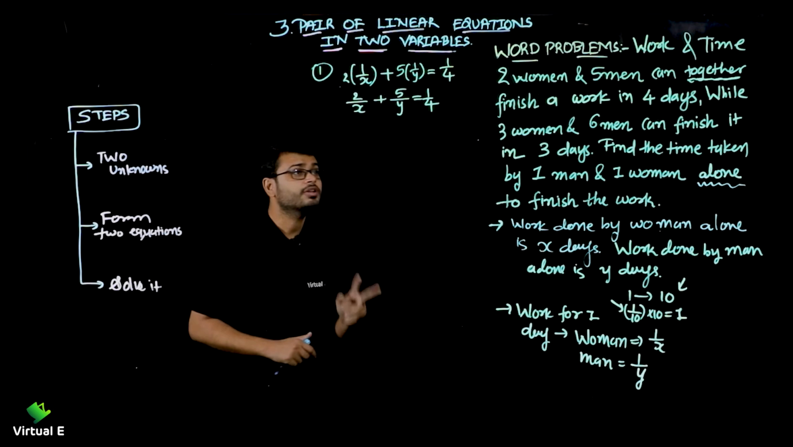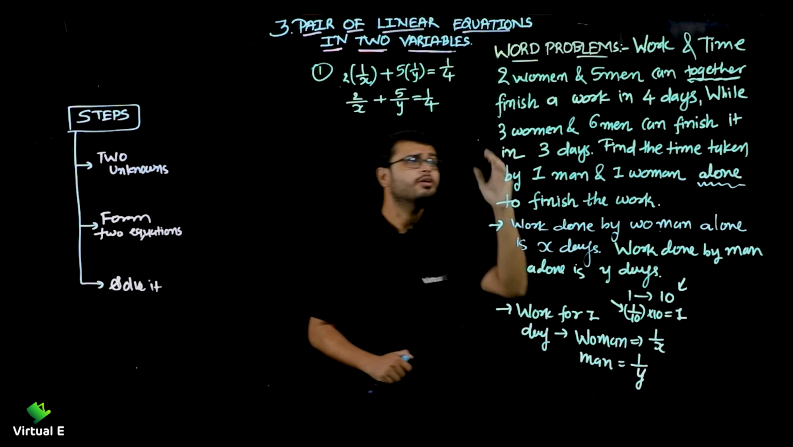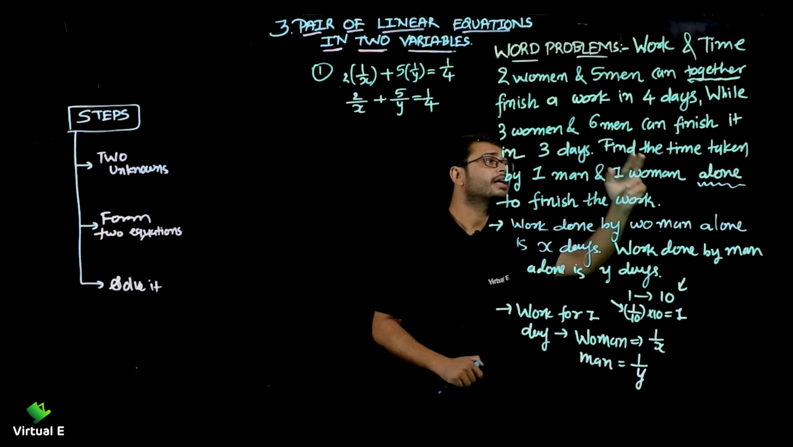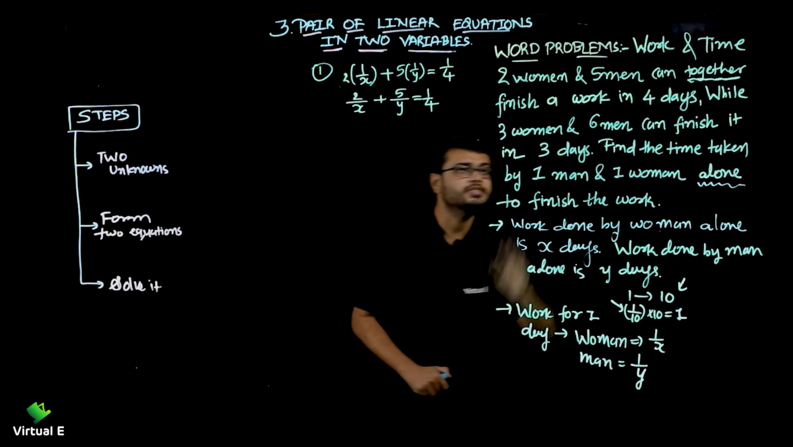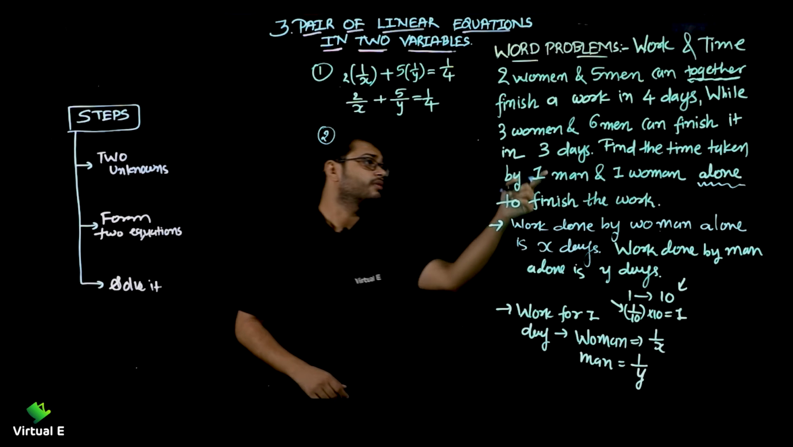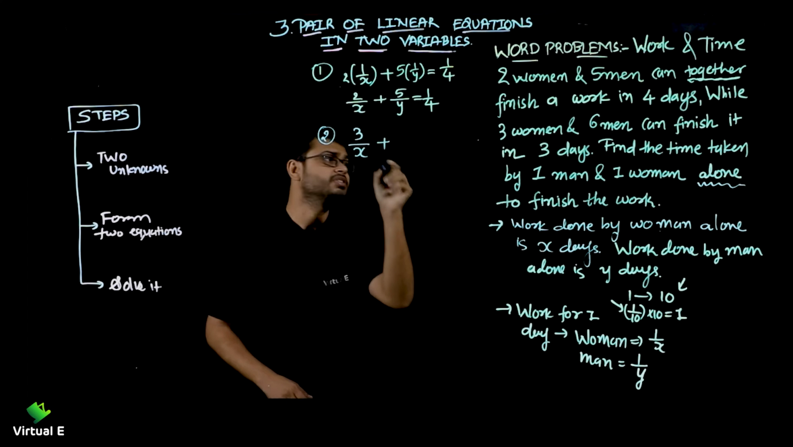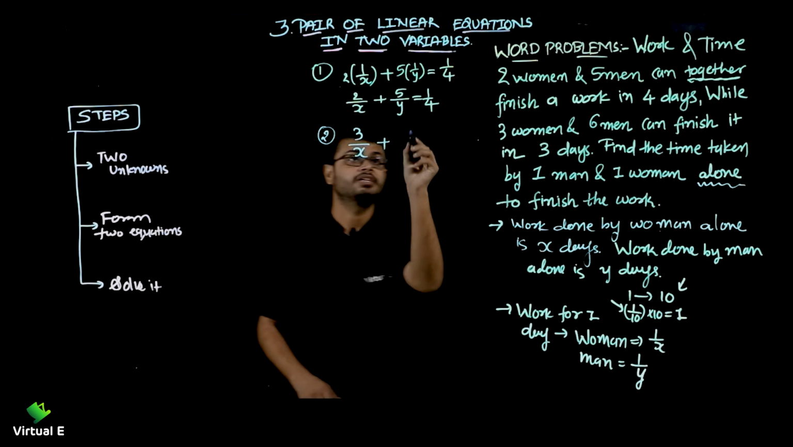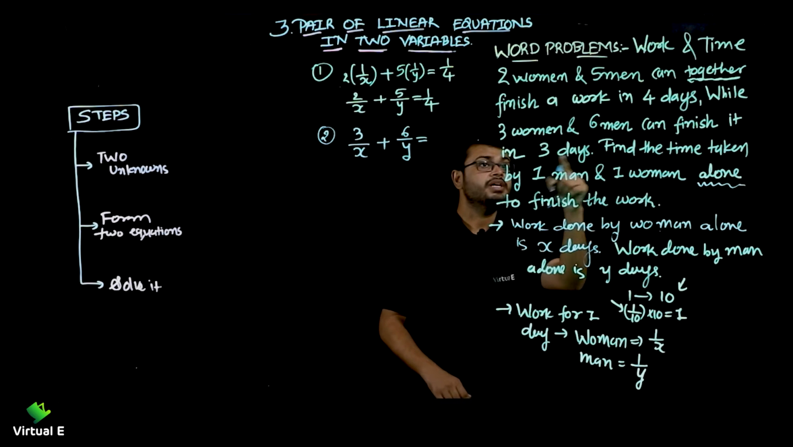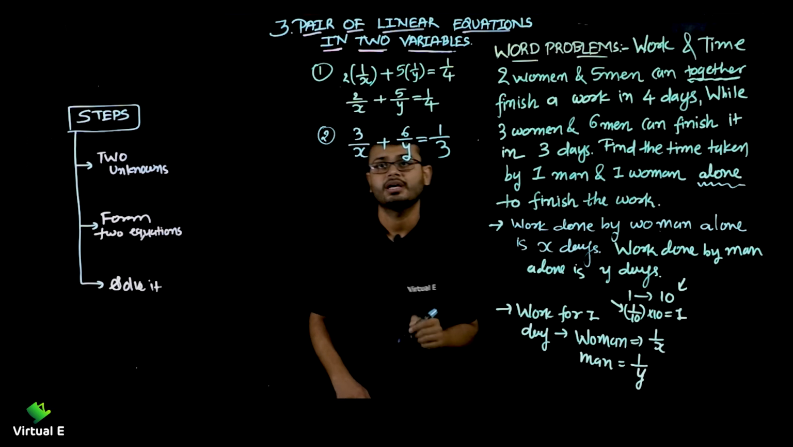Now let's move to the second equation. I request you to make the second equation on your own from the conditions given here, right? 3 women and 6 men can finish it in 3 days. So let's make the second equation, which is 3 women, so 3 over x plus how many men? 6 over y is equal to, how many days? 3 days. So 1 over 3, right?